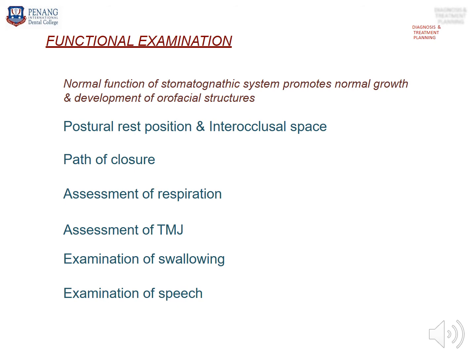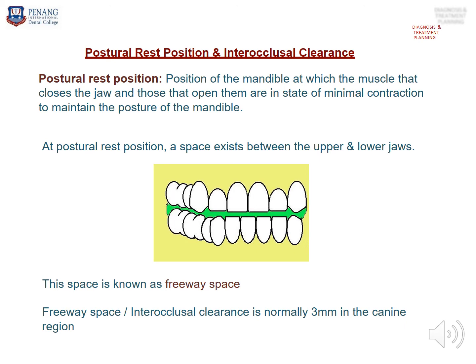Now, what you need to look for is the postural rest position and interocclusal clearance. Postural rest position is the position of the mandible at which the muscles that close the jaw and those that open them are in a state of minimal contraction to maintain the posture of the mandible. At postural rest position, a space exists between the upper and lower jaws, and this space is known as freeway space. The freeway space or interocclusal clearance is normally 3 mm in the canine region.